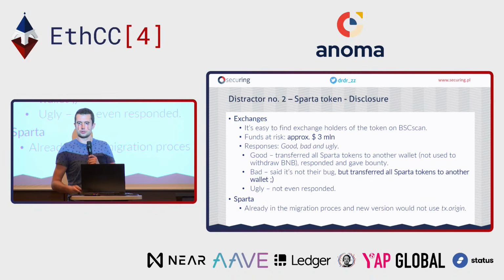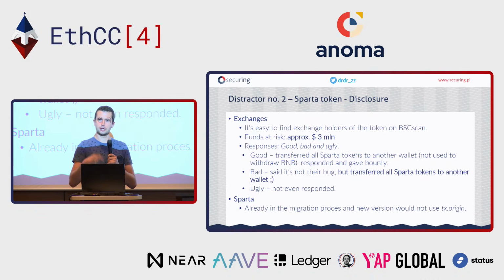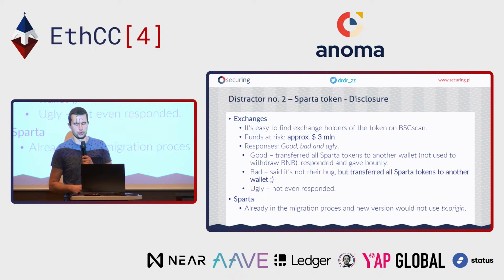The second one, the bad one, was the one that said, it's not our problem, it's a Sparta bug, so we don't care. But they transferred all the Sparta tokens to another contract. So they were at risk, but they didn't give a bounty. And the ugly one was the one that didn't even respond. So probably they might still be at risk. But then I also contacted the Sparta team, of course. So they were after the first hack, migrating to the new version of their token, and in the new version they removed the tx.origin. So it was not the case anymore.